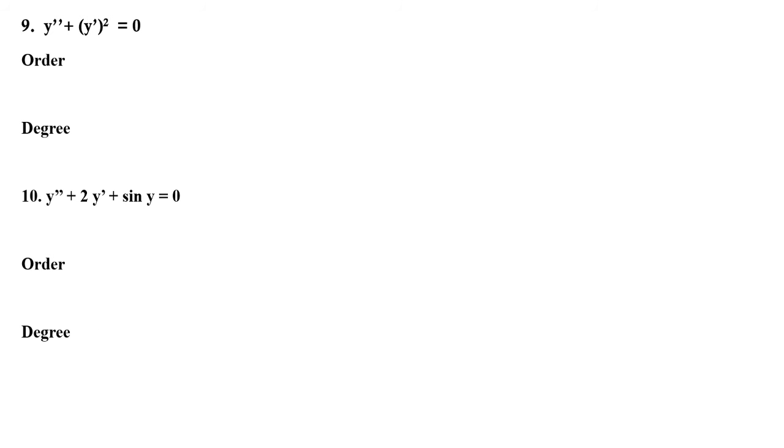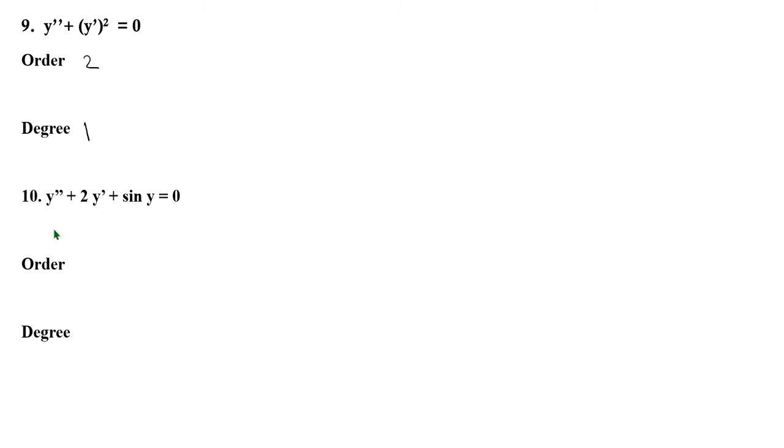The next one is y double dash plus y dash square is equal to 0. Here the highest derivative is of second order, that is y double dash or d square y by dx square. So here the order is 2. The degree to which this highest order derivative is raised is 1. So the degree is 1.